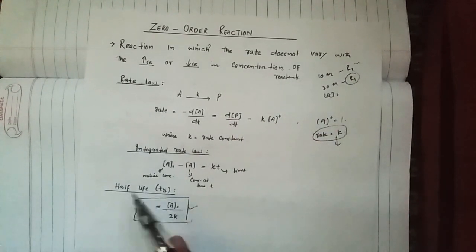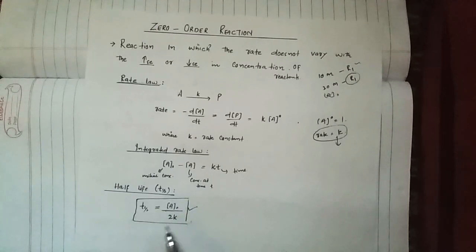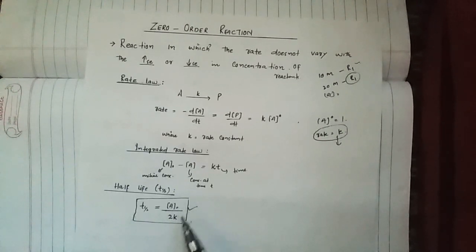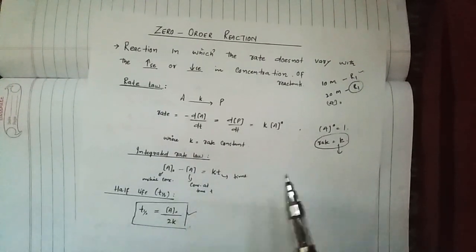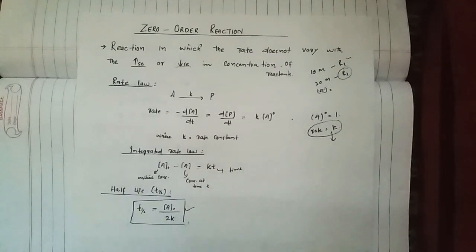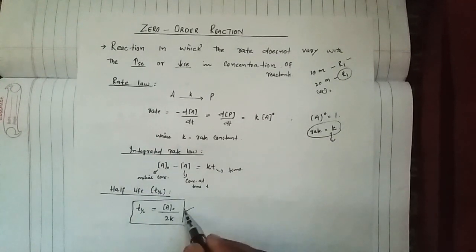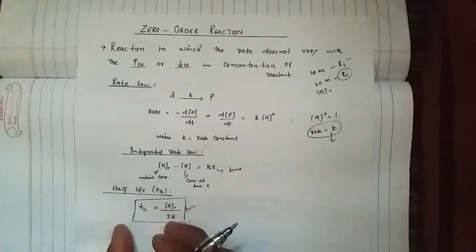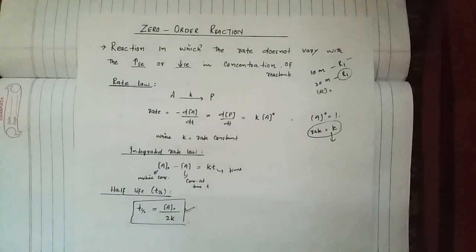Now we will see the half life of zero order reaction. Half life is equal to A0 divided by 2K, where A0 is the initial concentration and K is the rate constant of the zero order reaction. These are some important formulas which we are going to use for solving the questions which will be asked from this zero order reaction, and our question is asked from this very formula. Now we will apply this formula in our question and we will see what will be the answer.